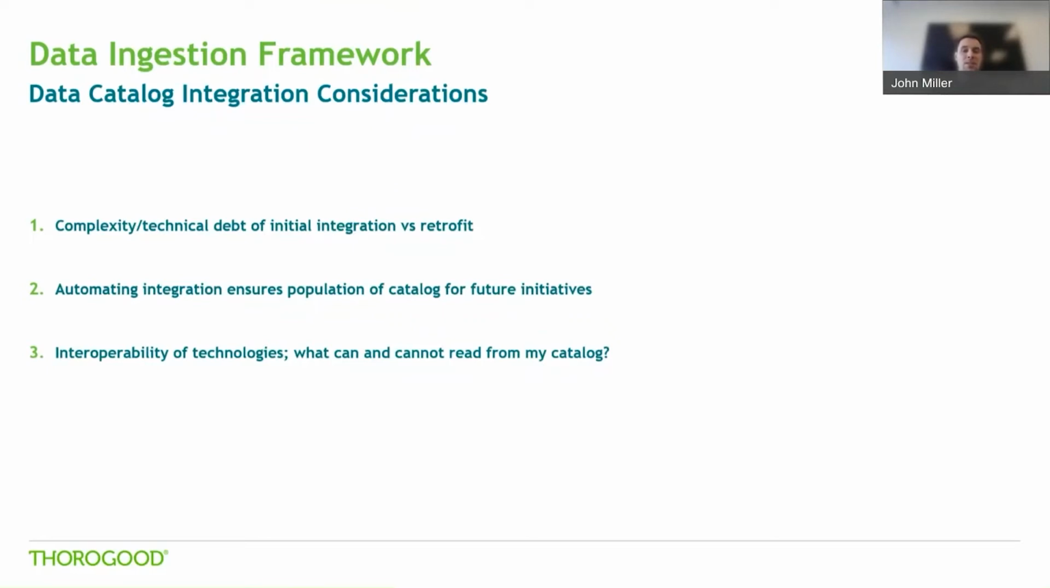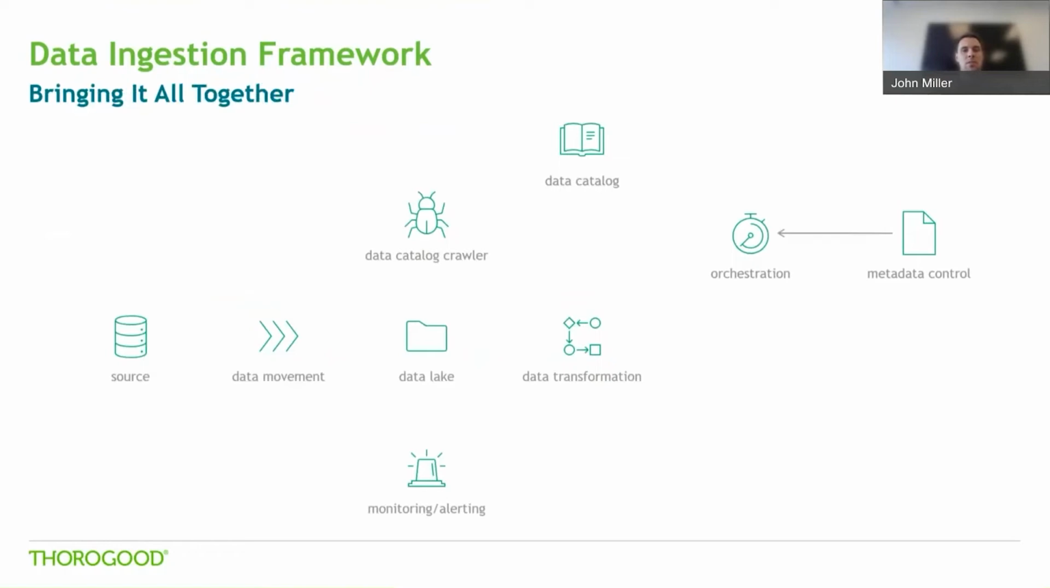Finally, we want to think about interoperability of the catalog with other components of the architecture. A catalog is really only as valuable as the information that we can read back out of it, not what we can put into it. So when we bring all this together, we might start with an orchestration tool that reads from the metadata control file. That will tell us that we want to move some data from the source to the data lake. Once that's complete, maybe we want the orchestration tool to tell the data crawler that it needs to go through the data lake to understand what data exists there and write that back to the data catalog.